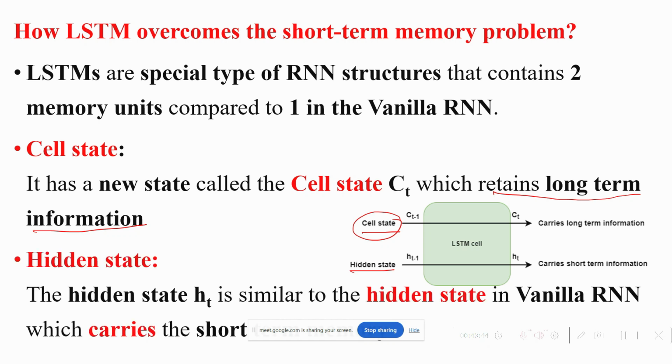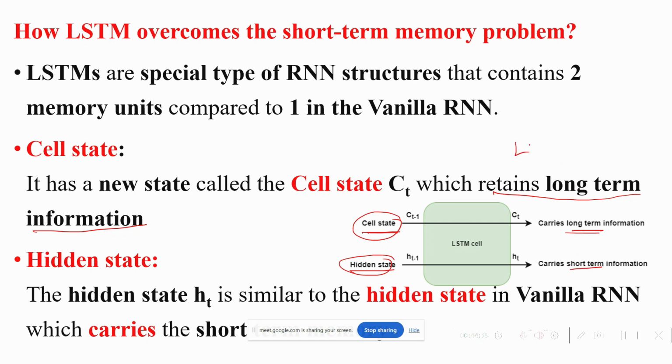And the second state is called the hidden state. The hidden state carries only the short-term memory. Okay, now only short-term information. That means it carries only the previous node information. It does not carry the long-term information. Whereas the cell state carries the long-term information, the present hidden state carries the previous node information. So that's why this is called long-term and short-term information.